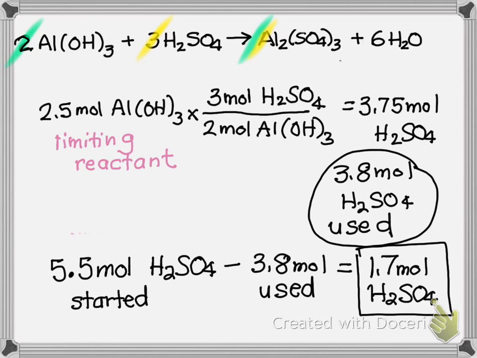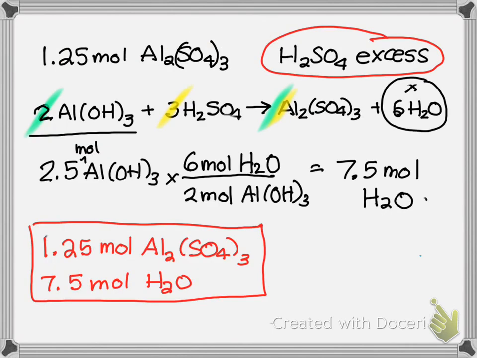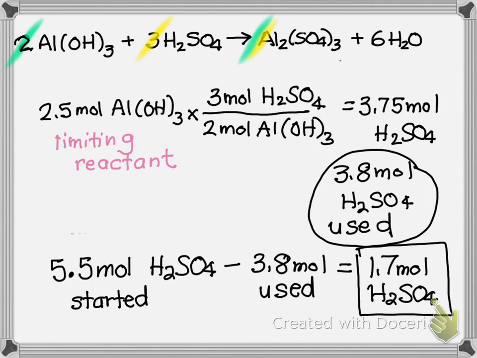So on the previous page we figured out that 1.25 moles of aluminum sulfate was made, 7.5 moles of H2O was made, and then we figured out that 1.7 moles of sulfuric acid is how much remains. And so now we've solved all three of our problems for this particular question.